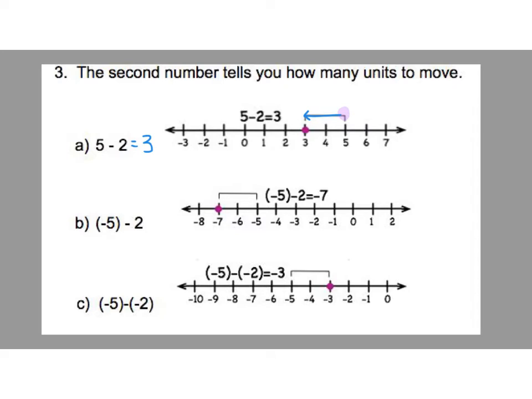If we look at problem B, negative 5 minus 2, the first number, negative 5, is where we will start on our number line. The minus sign or subtraction sign tells us to move in the negative direction or to the left, and the second number, 2, tells us how many units to move. So we will move to the left 2 units, and we will end at negative 7 on the number line. So negative 5 minus 2 is negative 7.